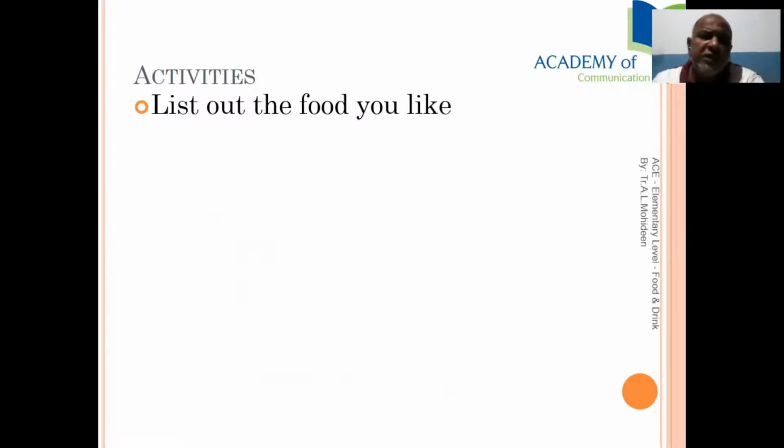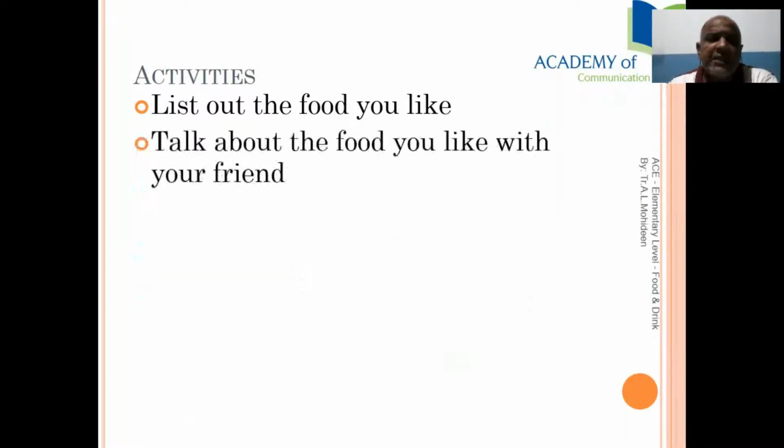First, you have to list out the food you like. You have to tell me what food you like, why you like it, how many you like, how many times you want to eat it. So you have to list out all the food you like. That's the first thing you have to list. Second, talk about the food you like with your friend. You are going to talk about the same food, you have to discuss with your friend.